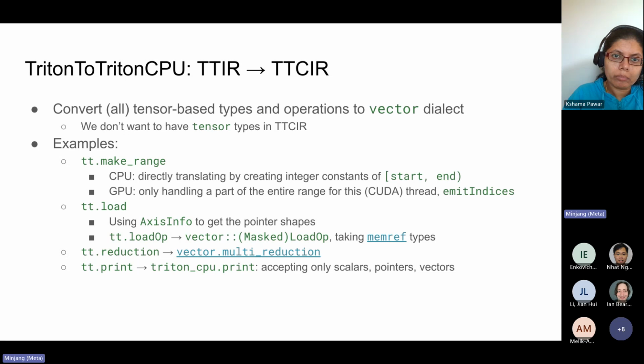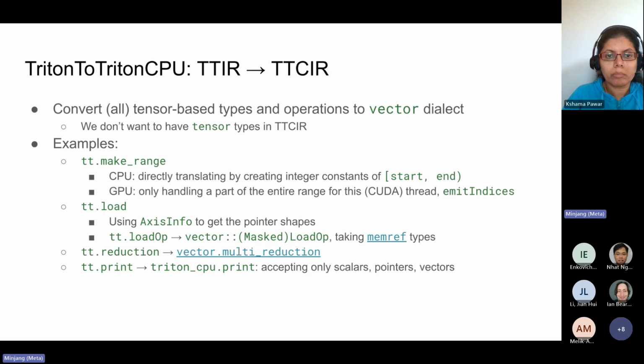Okay, so this is a quick overview of the steps, what happens from TTIR to TTCIR. As I said before, we are trying to convert most of the tensor-based types and operations to the vector dialect, and we don't want to have tensor types in the TTCIR. There were some design discussions with Ilya and us, and our argument is that it's better to have consistent types in the TTCIR for a cleaner architecture. So that's the design decision.